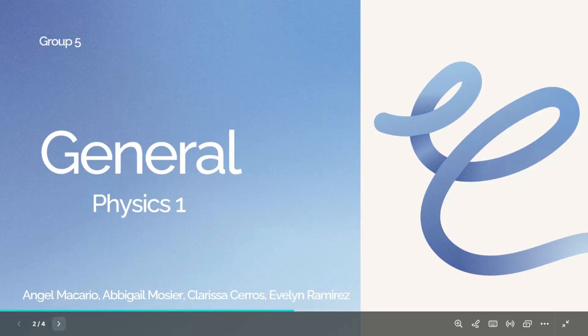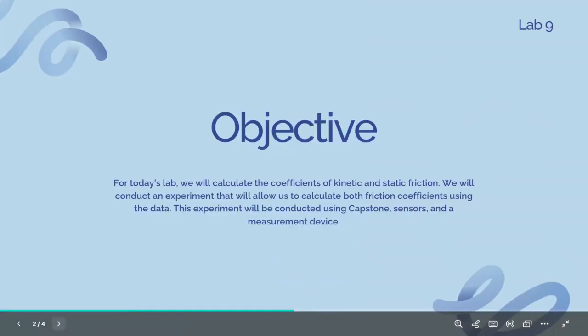So the objective for today's lab, we will calculate the coefficients of kinetic and static friction. We will conduct an experiment that will allow us to calculate both friction coefficients using the data. This experiment will be conducted using Capstone, sensors, and a measurement device.